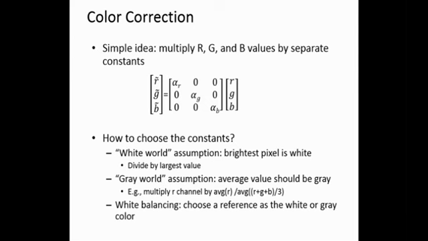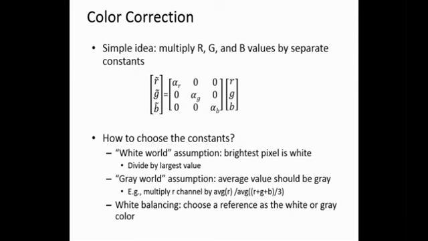So another way to do this is to assume that the image is on average gray. That sounds like it's a bad assumption. Like if you look at this room, there are many different colors, mostly due to your clothes in this room. But if you look at the average intensity of the R, G, and B channels, it'll actually be pretty close to gray, almost all the time.